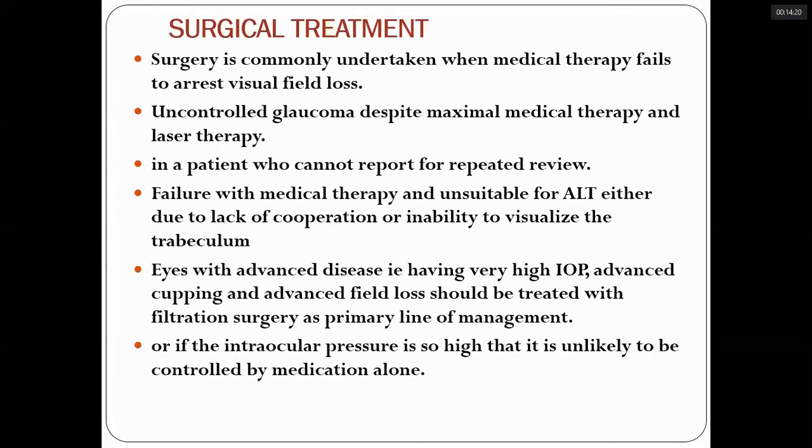Now coming to the surgical treatment, which is a little bit more important for you from the exam point of view than the laser therapy. Surgical treatment comprises trabeculectomy, which is a surgery we do when the laser and the anti-glaucoma medication fail. So what are the things we have to consider over here? Surgery is commonly undertaken when the medical therapy fails to arrest the visual field loss.